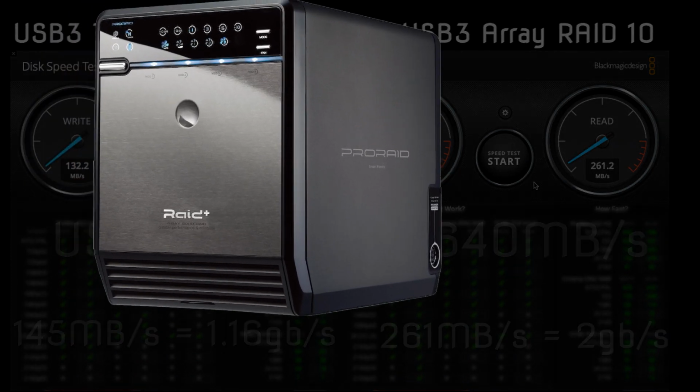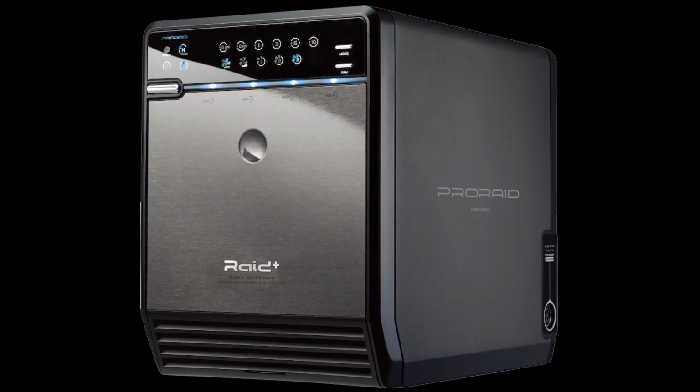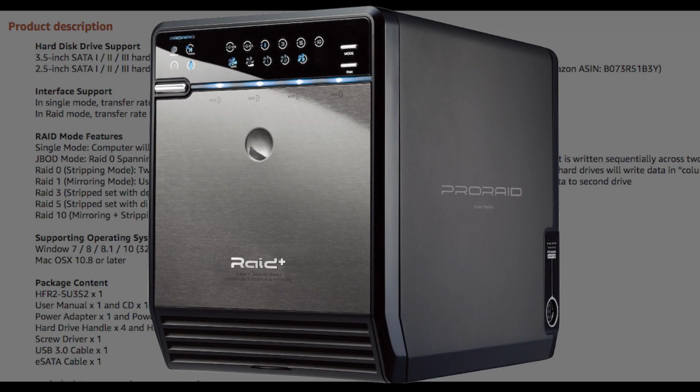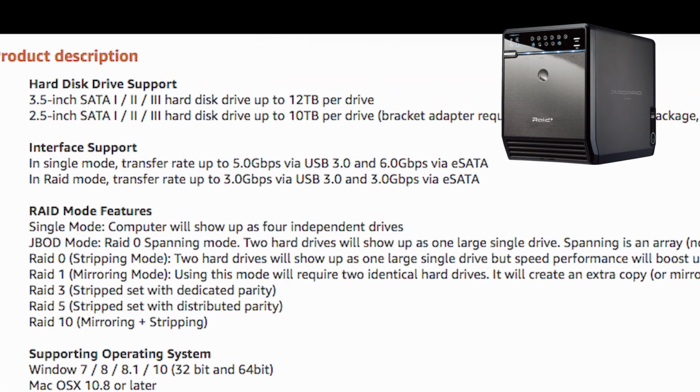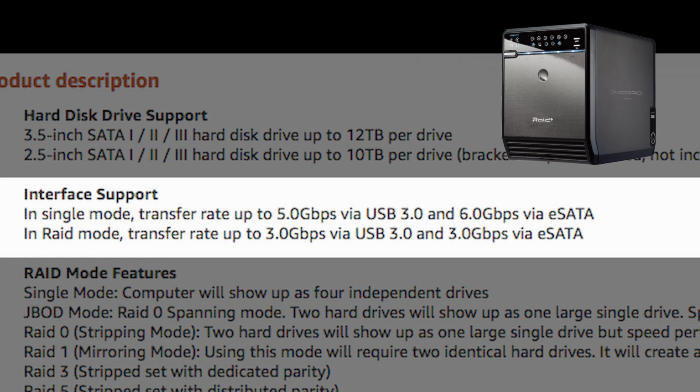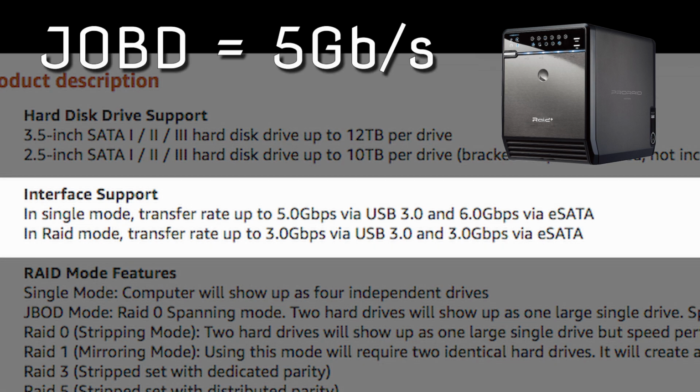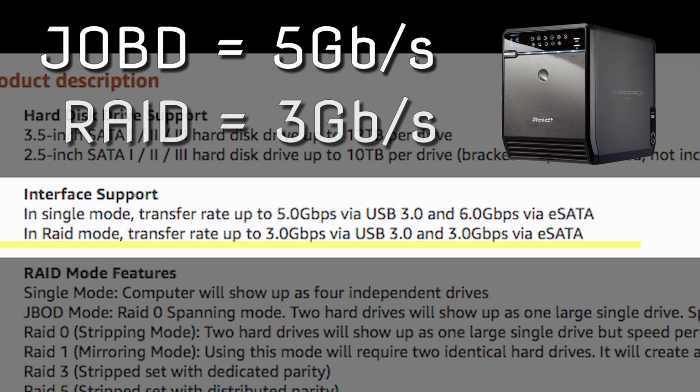But why is this RAID slower than one would expect? Well, the devil is in the details. The RAID spec sheet fine print tells us a lot. Notice the speeds are based on the drive configuration. It's fast if you configure all four drives as one big or JBOD drive. Now, as soon as you configure any RAID format, the maximum data transfer speed is 3 gigabits per second.